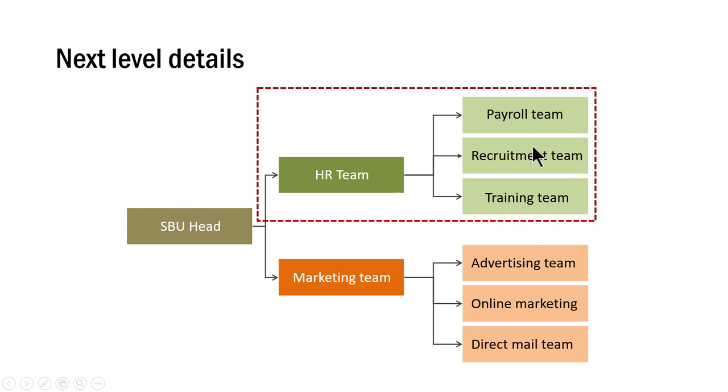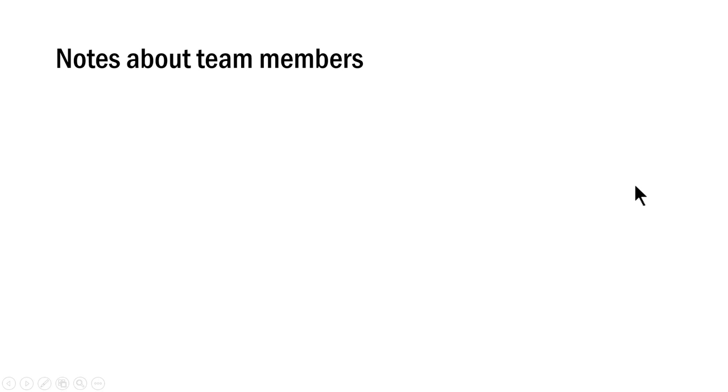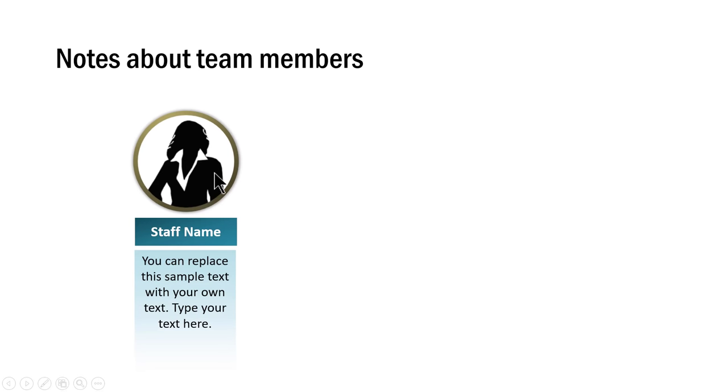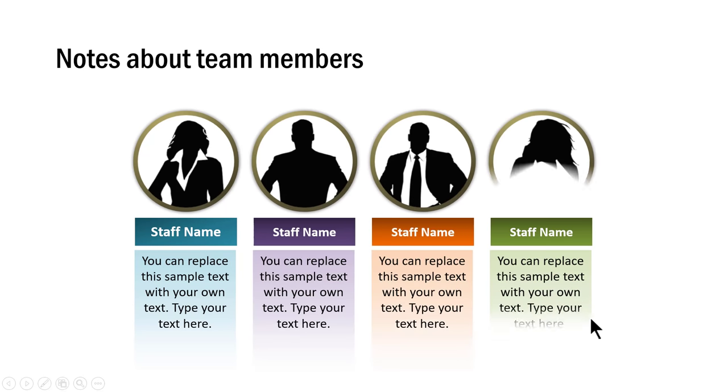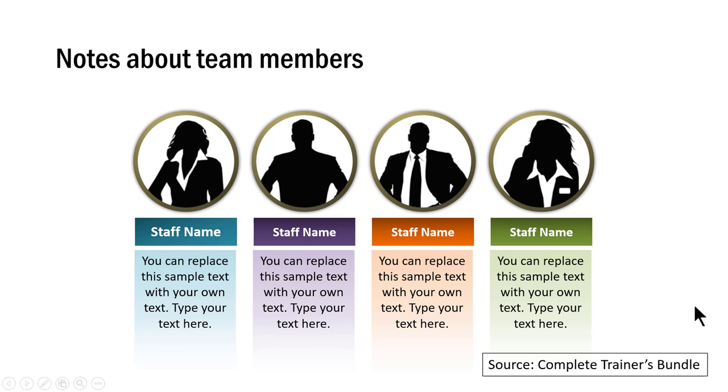Once people understand this level, then I go into the individual team members, where I show the picture of the team member and the name and some interesting details about the person. So that is how I introduce various team members. I never go into this slide right off the bat. I give the big picture view, then the next level, and then this inside level. There are a number of creative options in Complete Trainers Bundle that allow you to present the picture of the staff, the name of the staff, and the details.